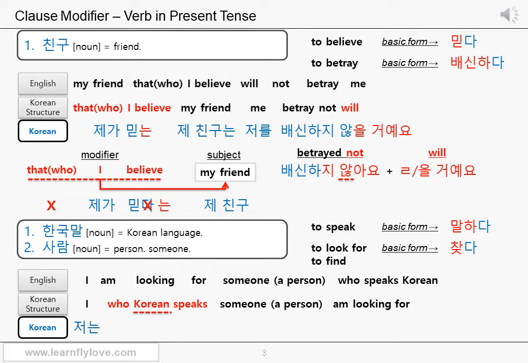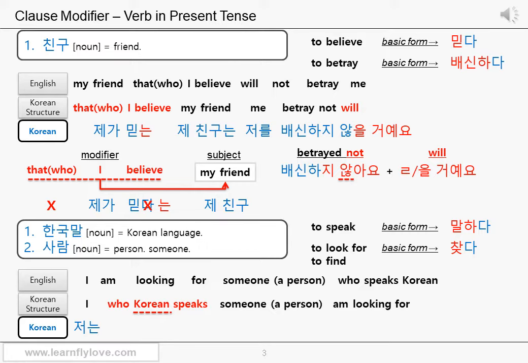Korean is an object in a clause. Therefore, you position the subject who first, and then an object of the clause, Korean, and then a verb of the clause, speaks. We still don't translate the subject who. Why? Because the entire clause is used to modify a noun someone. Who here is a grammatical element that is used in English, not Korean. There's no word which works like who here in Korean. It just indicates a noun someone which is modified. That's why it's clear then.